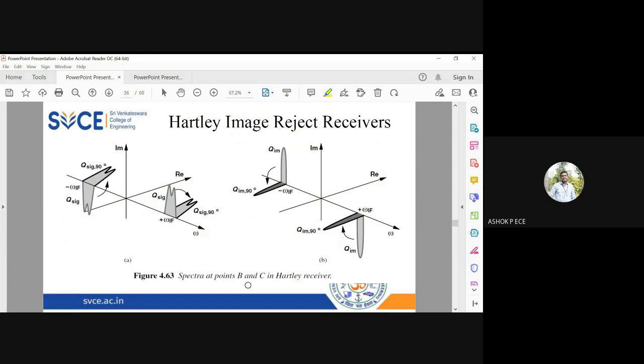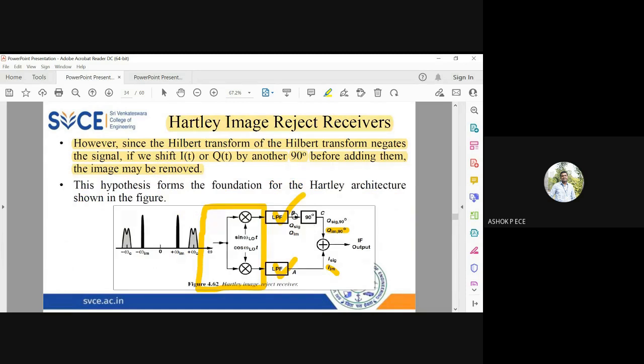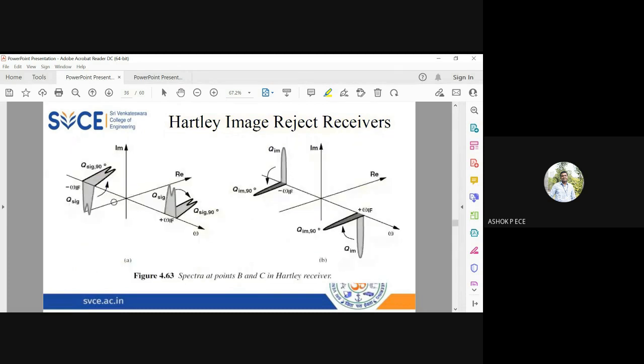You can see here the spectra at points B and C. B is before the phase shifter and C is after the phase shifter. This is the output at B: the signal, and at IF you can see the two components are present. After your 90 degree phase shifter, you can see this one is shifted by 90 degrees and this one is also shifted by 90 degrees. So it is rotated by 90 degrees in the anti-clockwise direction.